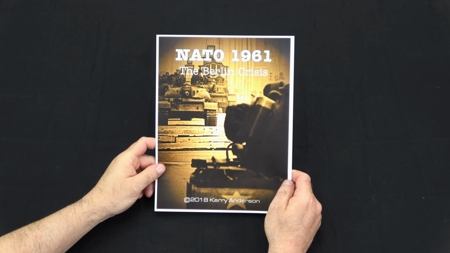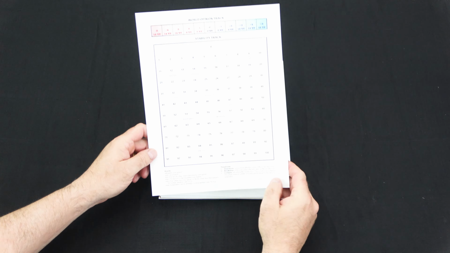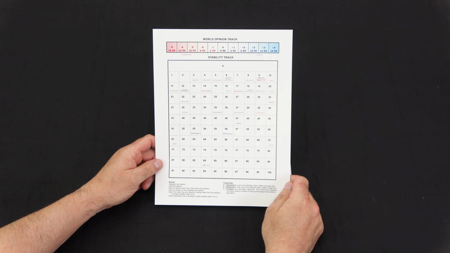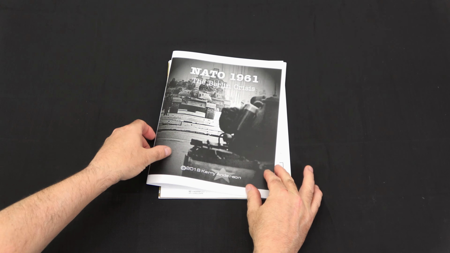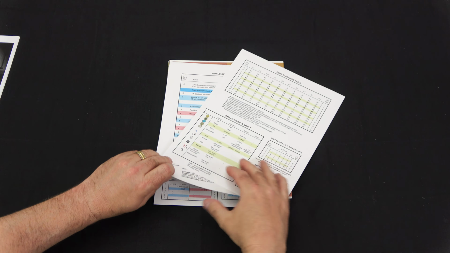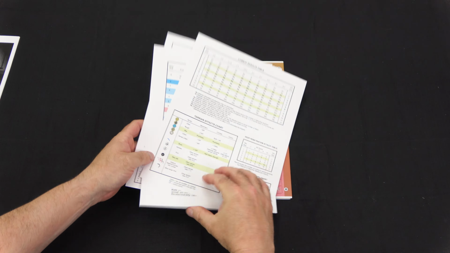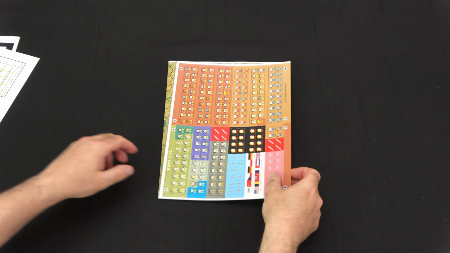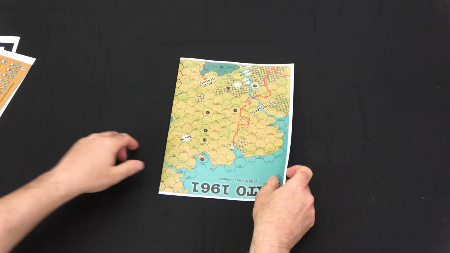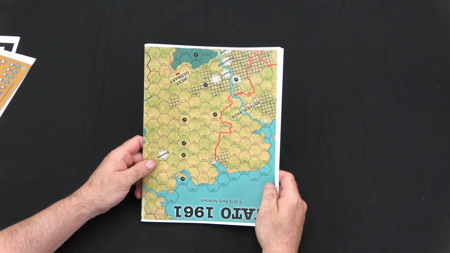So we start off with the cover sheet, and as usually the case with the Microgame Design Group games, you get the cover sheet, but on the back it has a player aid, and here it is, the World Opinion track and the Stability track. Then we have our rules. Player aids, there are 3 of them. The counter sheet, and our 2 maps. So let's set up the maps and take a closer look at the game.